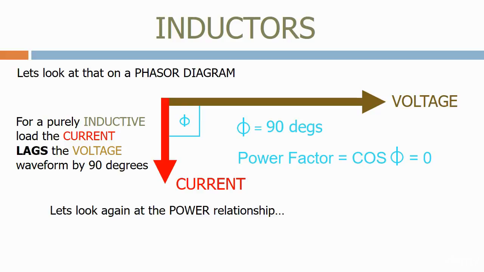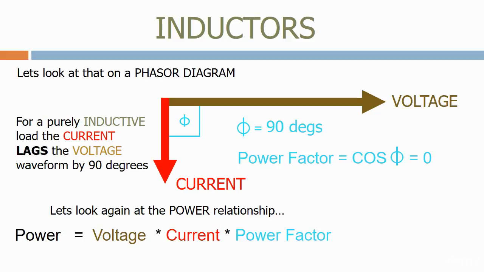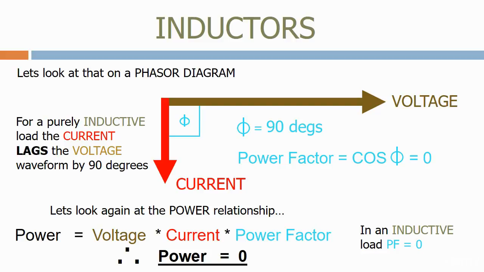Let's look again at the power relationship. Power equals voltage times current times power factor. In an inductive load, the power factor is 0. Therefore, the power is 0. How can this be? During one complete AC cycle, the inductor magnetizes and demagnetizes as the sine wave goes positive and negative. Therefore, no energy actually flows into the inductor.